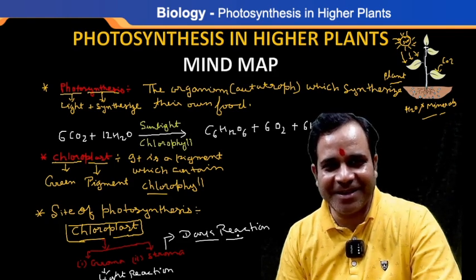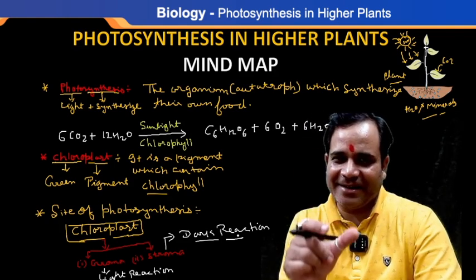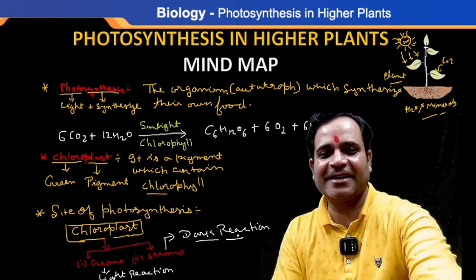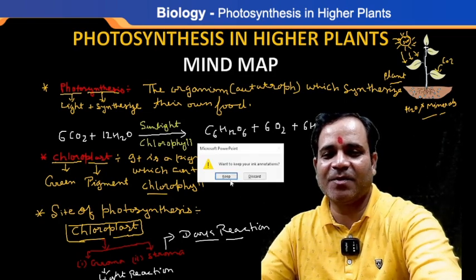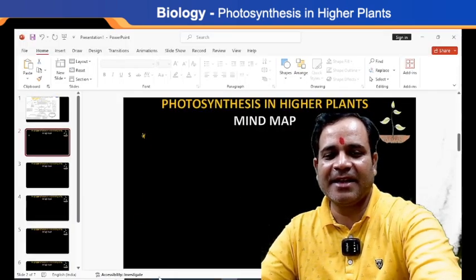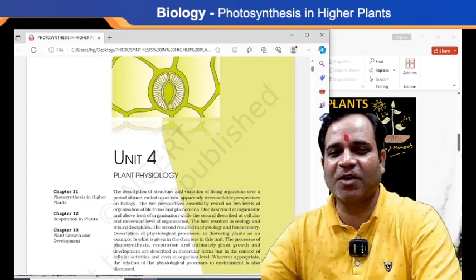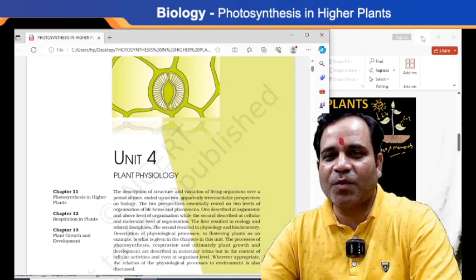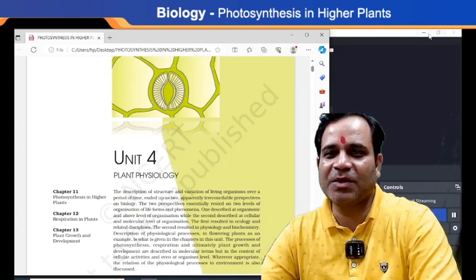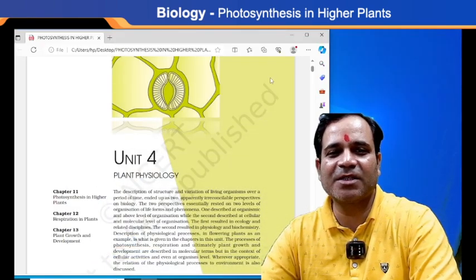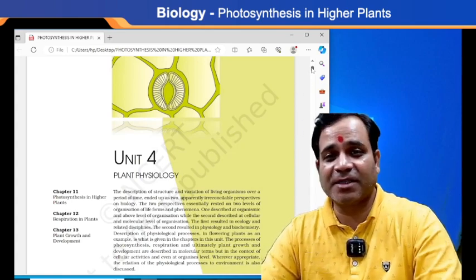You want to see? Let us open NCERT, my dear. Wait a moment. We keep this file here, and now this is the point: Unit 4, plant physiology, my dear. What we study in plant physiology, this is an important question, my dear. Let's see in Unit 4, plant physiology.